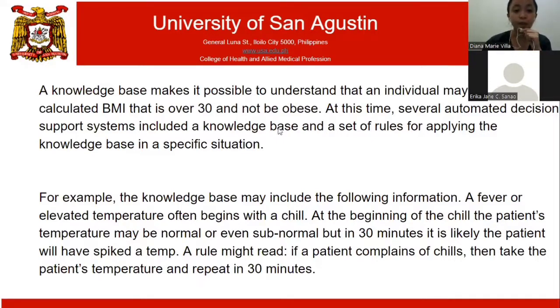Another example is that the knowledge base may include the following information. A fever or elevated temperature often begins with a chill. At the beginning of the chill, the patient's temperature may be normal or even subnormal, but in 30 minutes the patient is likely to have a spike in temperature. The rule might read: if the patient complains of chills, then take the patient's temperature and repeat in 30 minutes.